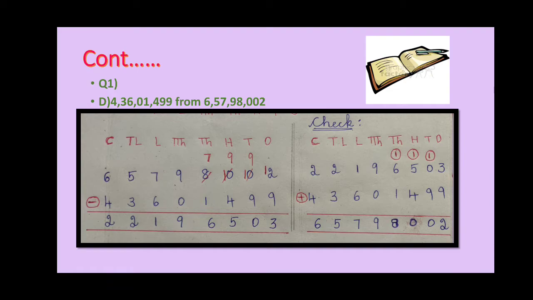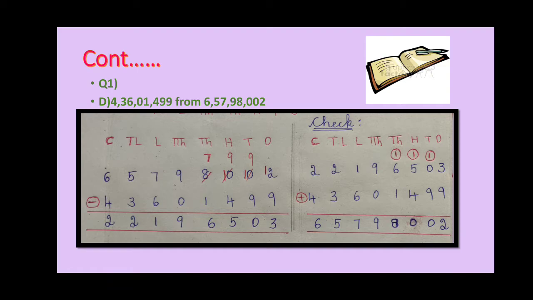Then 0 in the hundreds place becomes 10. From this 10 you borrow 1 again for the tens place. So 10 becomes 9, and in the tens place 0 becomes 10. Now we have 10 in the tens place. From this 10 you borrow 1 to the ones place, so in the ones place 2 becomes 12 and the tens place 10 becomes 9. Now 12 minus 9, your answer is 3. In the tens place you have 9.